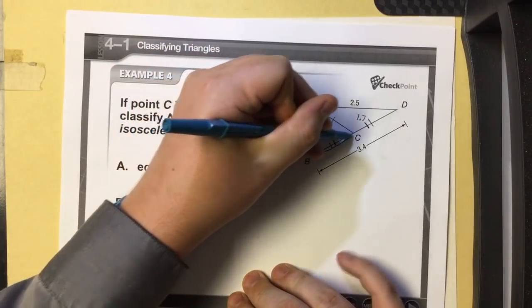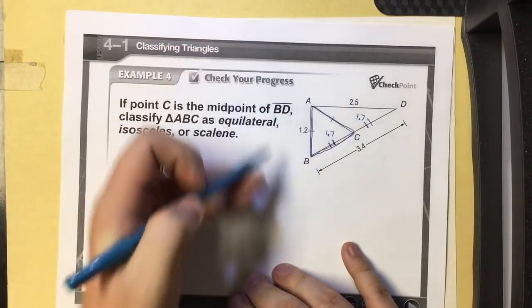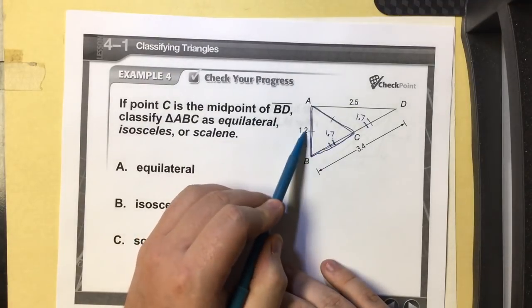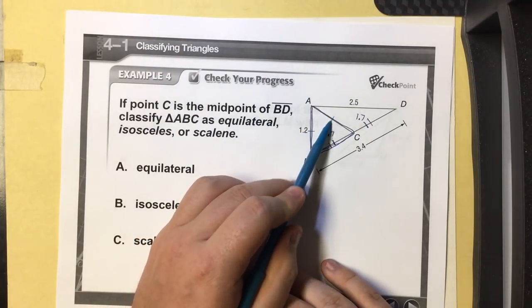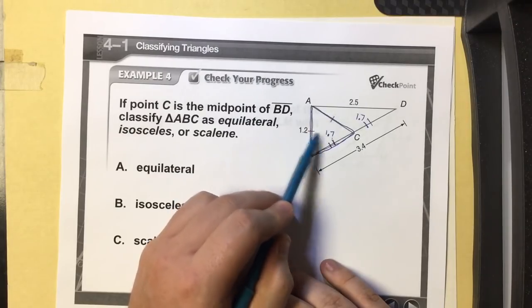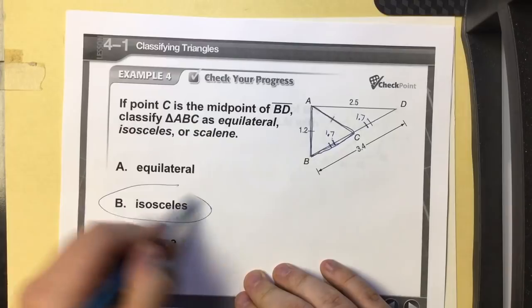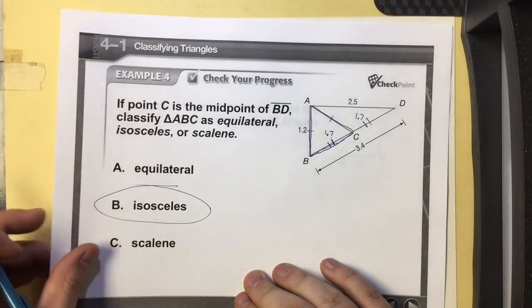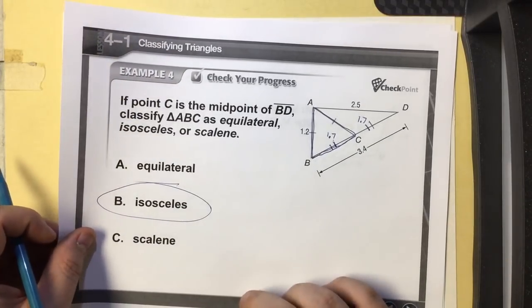So, I want to classify triangle ABC. A to B to C is this half right here. I have 1.7 on this side, 1.2 here. This mark means it's the same, so it's also 1.2. These two are the same. This one's different, so it's an isosceles triangle. 2 sides are the same, third one's not.